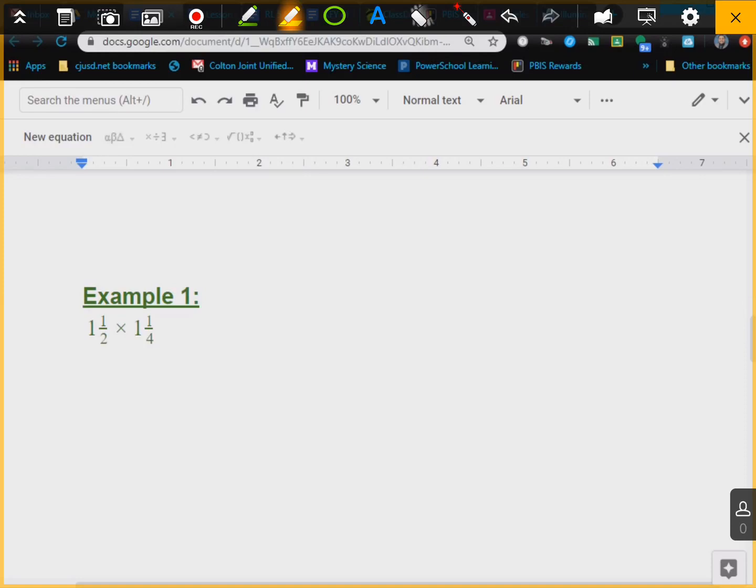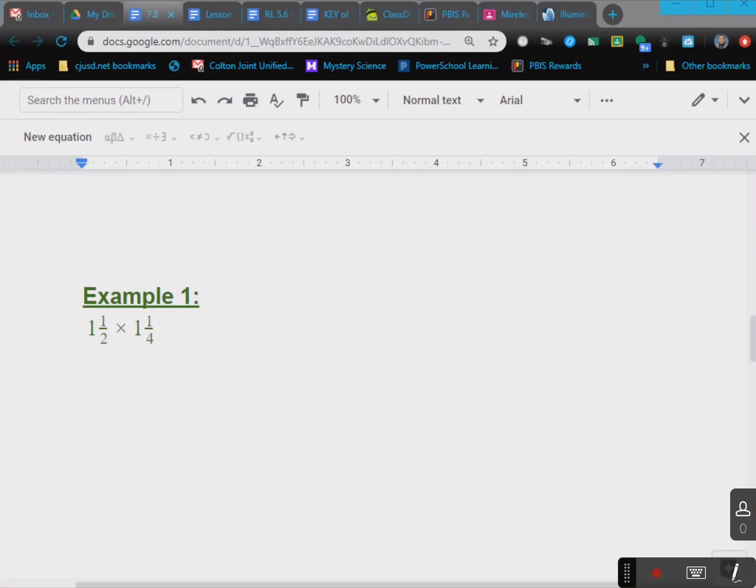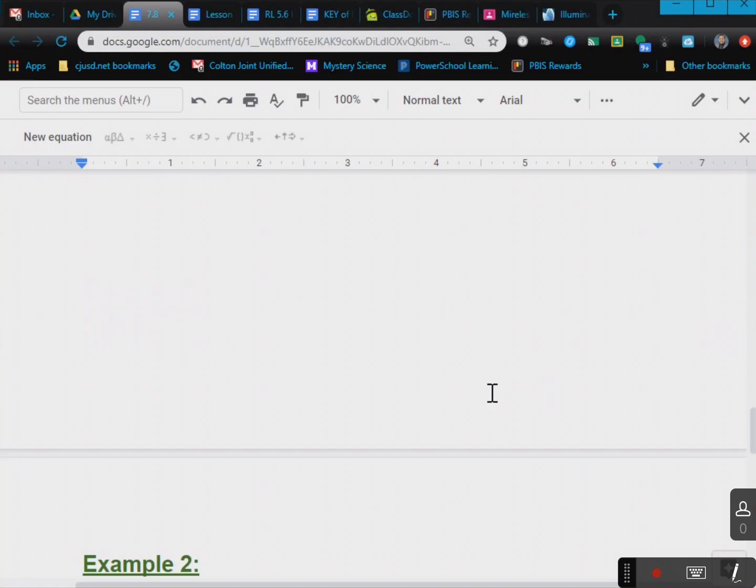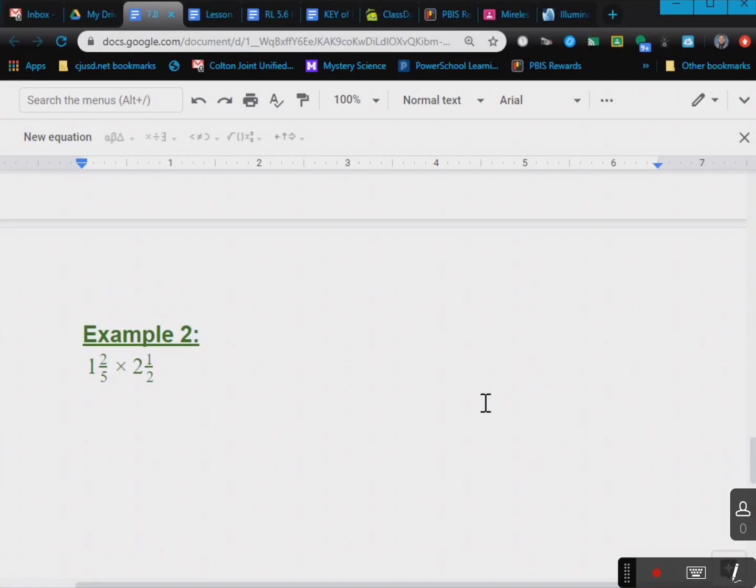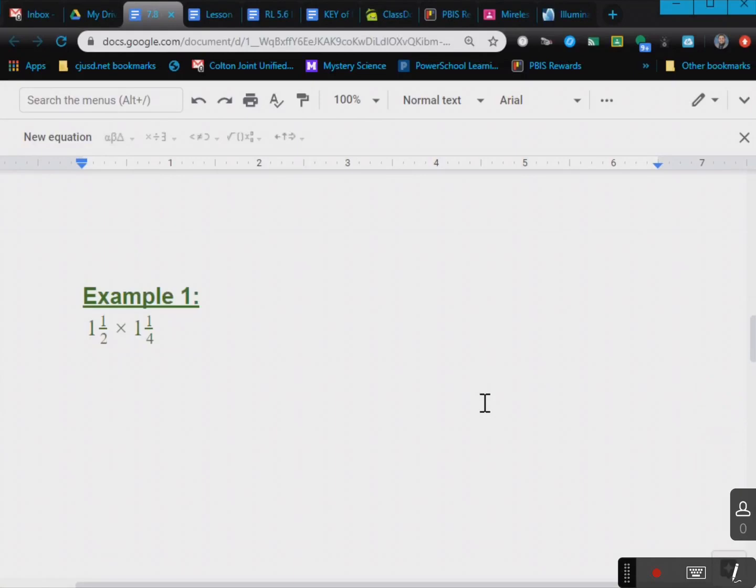We got 1 and 1/2 times 1 and 1/4. Okay, so that's the first example. Here's a second example if you want to write that one down. 1 and 2/5 times 2 and 1/2. Okay, let's go ahead and go back up to the first one.